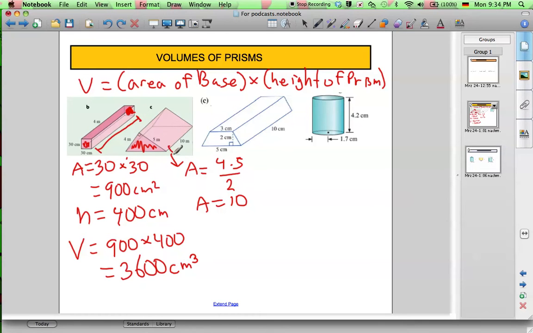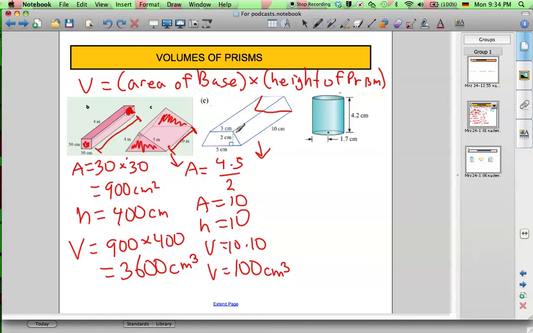And the height of the prism is 10 because the distance from base to base is 10. So the height of the prism is 10, so the volume is 10 times 10. The volume of the triangular prism is 100 cubic centimeters. Okay, let's see if I can squeeze the rest of them in here. Here we have a trapezoidal prism.